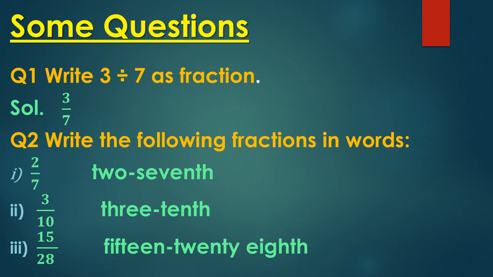Second is, write the following fractions in words. 2 upon 7 will be written in words as 2/7, 3 upon 10 as 3/10 and 15 upon 28 as 15/28. So in this way we can write down every fraction in words.